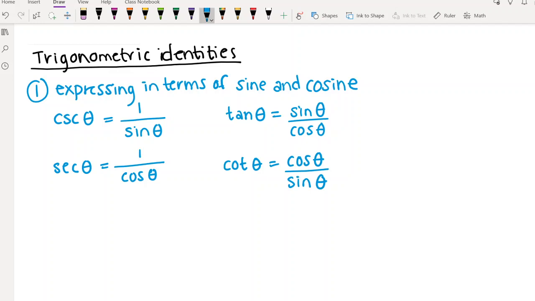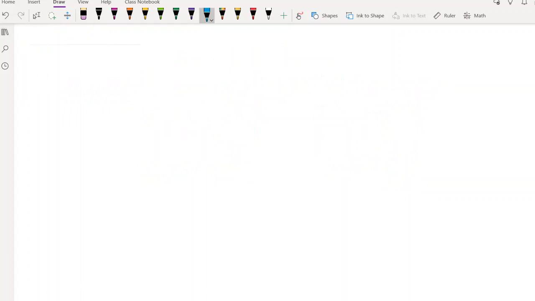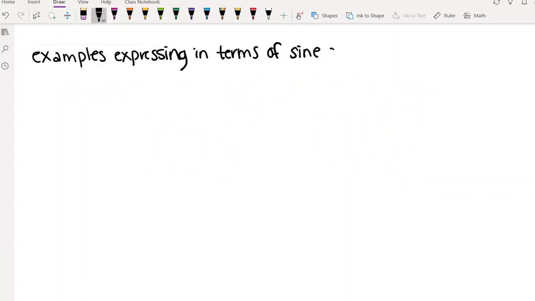So let's see how we can actually make use of these. By the way, in this section we will be using different input variables, mixing it up. Sometimes you'll see theta, sometimes x, sometimes t. We might use a different letter. It doesn't really matter; it all just represents any angle. Okay, so let's do some examples. Just by using those ways of rewriting things in terms of sine and cosine, we can go a really long way in taking an expression and making it look a lot simpler.